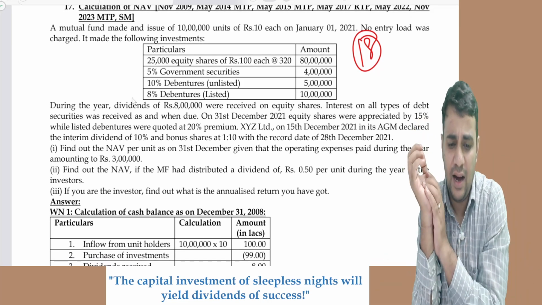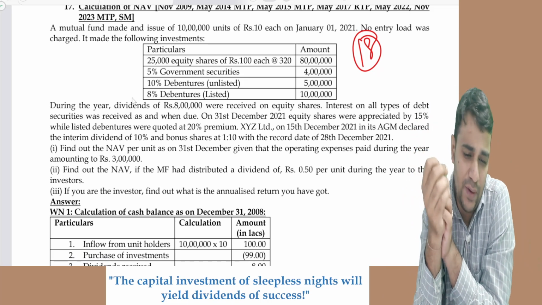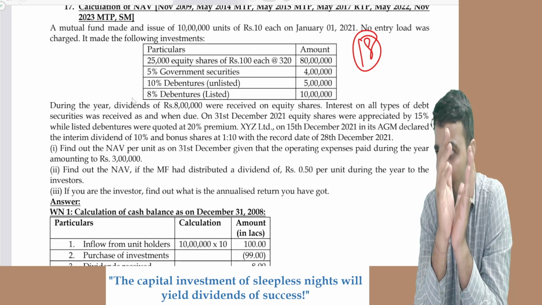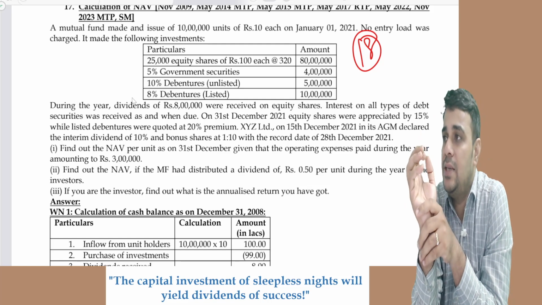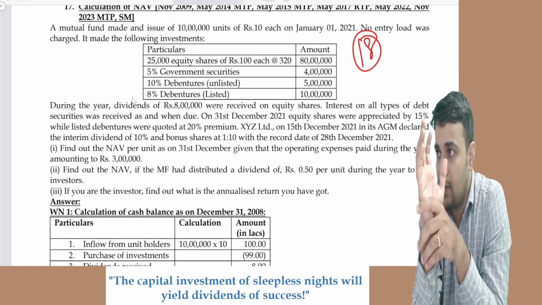Then I have an appreciation of share price. I also have an appreciation of listed debenture. All this in NAV calculation, not of any use as of now. On 15th December, in the AGM, 10% dividend was declared. 10% on face value of 100. Dividend is on face value.